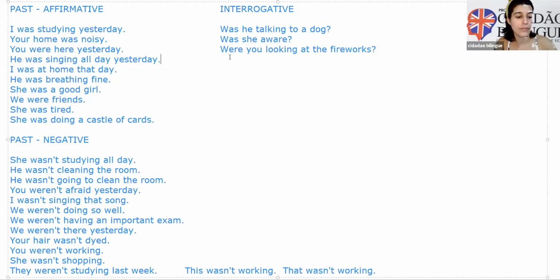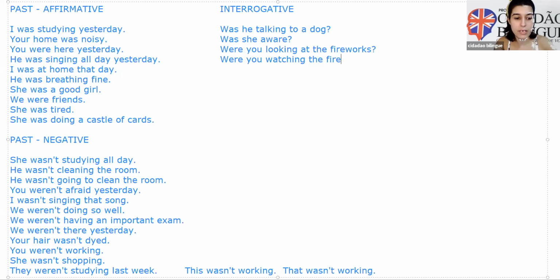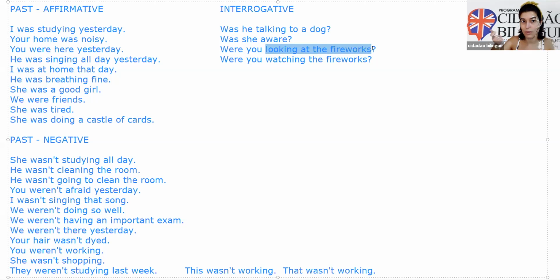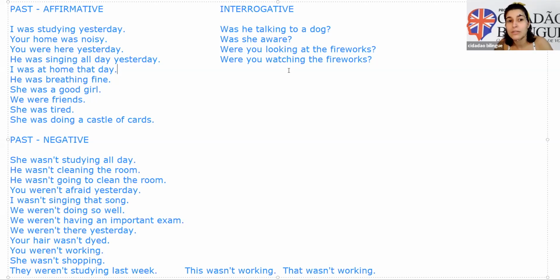Just a second, Bianca. We can also say, you guys, were you watching the fireworks? Você estava assistindo os fogos de artifício? Were you watching the fireworks? Were you looking? Poderia ser looking for? Você estava olhando, olhando para, né? Vendo. Agora, watching. Looking for? Não poderia ser looking for? Looking é olhando; for, procurando. Ah, okay. Okay, all right.